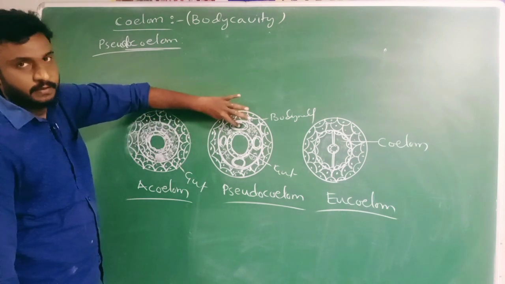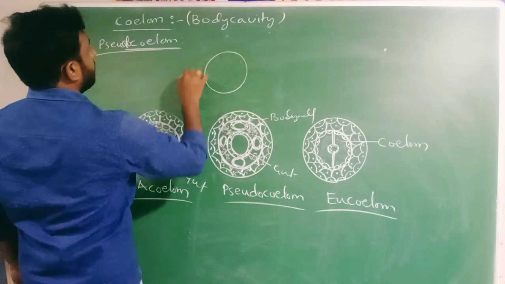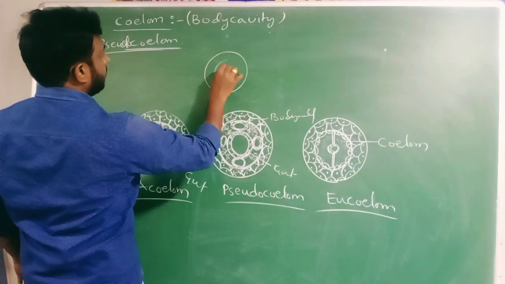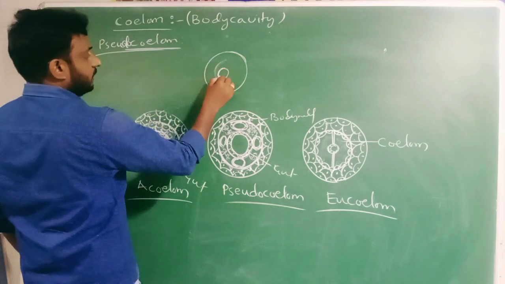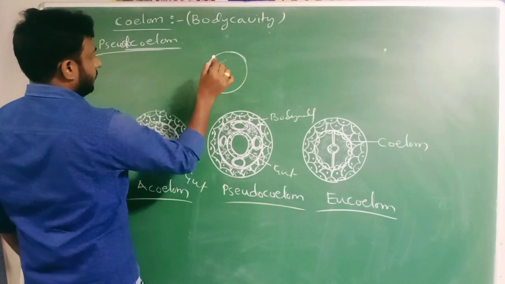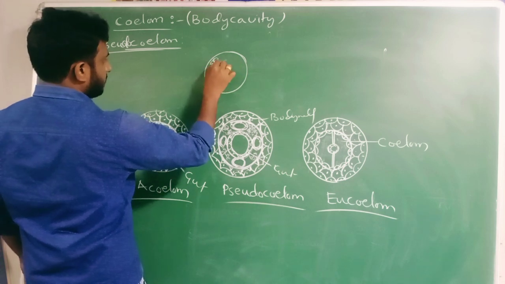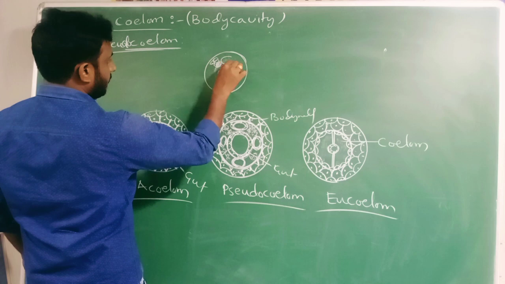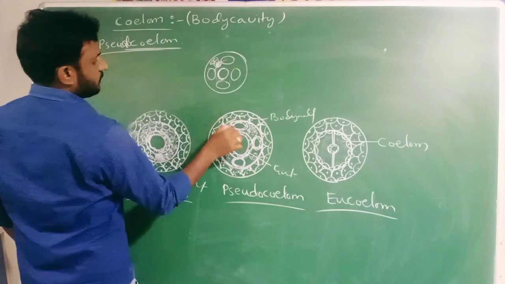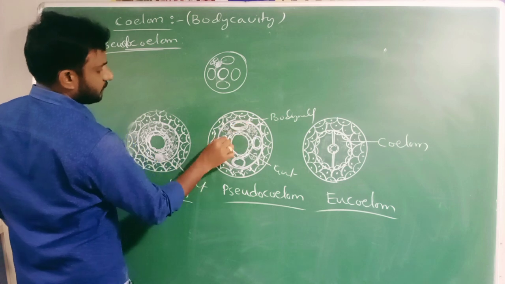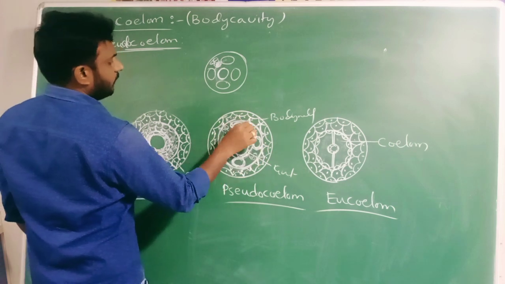formed from the mesoderm. Outer ectoderm, then inner endoderm. Ectoderm gives rise to the body wall. Endoderm gives rise to the lining of the gut. Mesoderm gives rise to mesenchymal or parenchymal tissue, and it leaves some spaces, which are called body cavities.